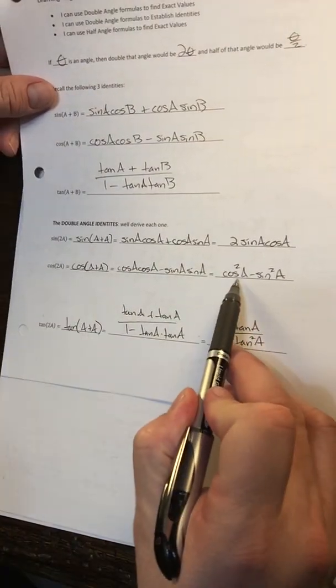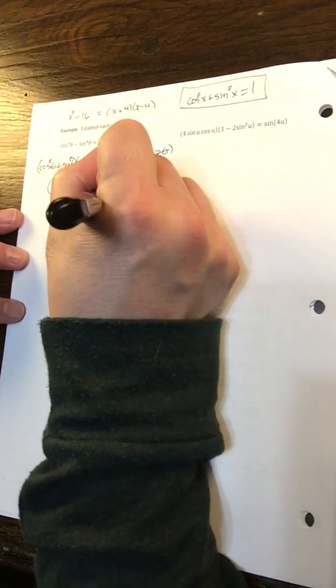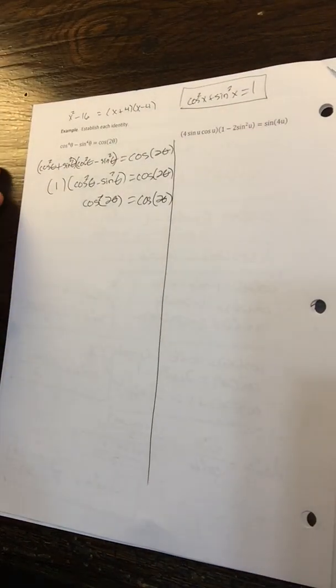Isn't cosine of 2 theta equal to cosine squared minus sine squared? Right? So this is just cosine of 2 theta equals cosine of 2 theta. Well, my handwriting's really terrible. Sorry about that, guys. I'm always in such a rush this year. I've lost my edge on handwriting.